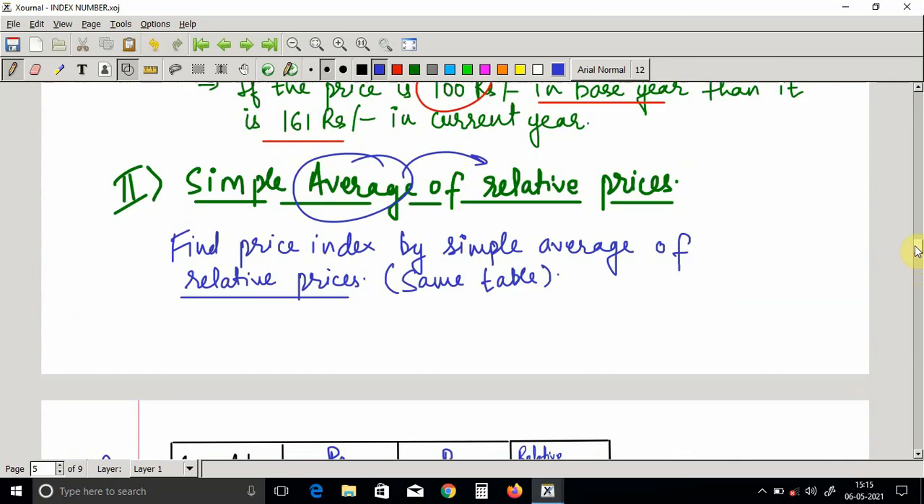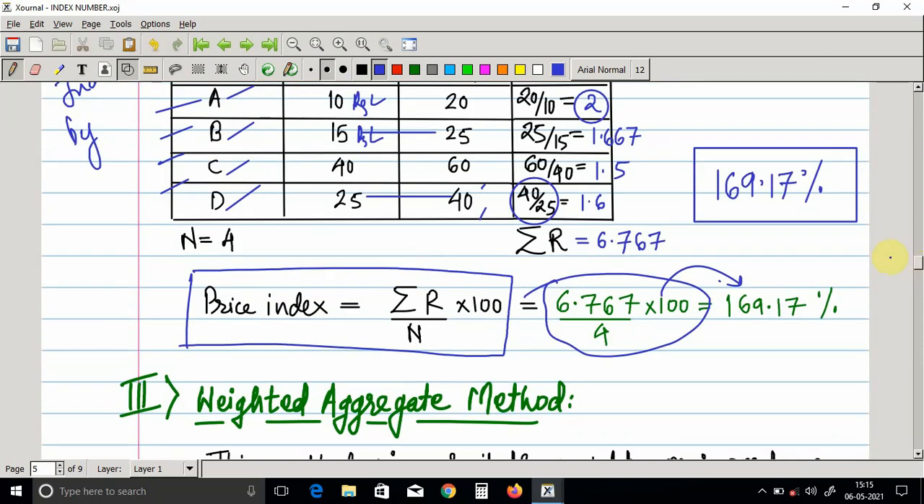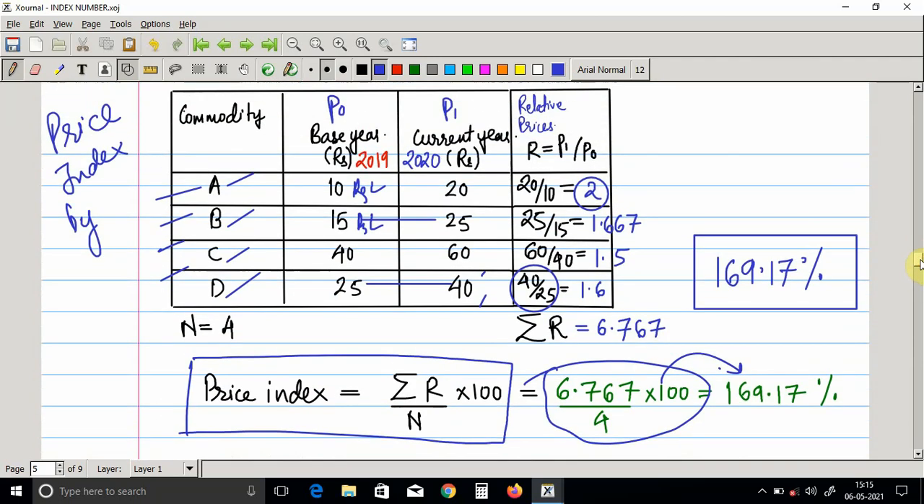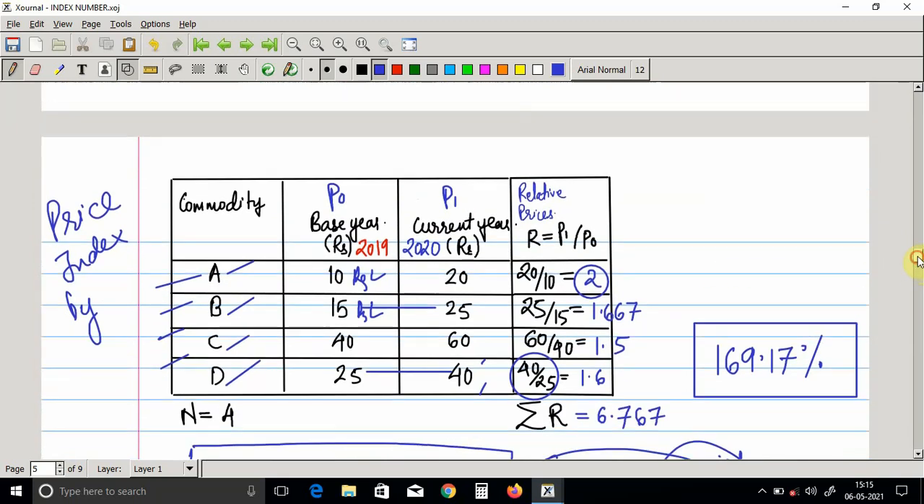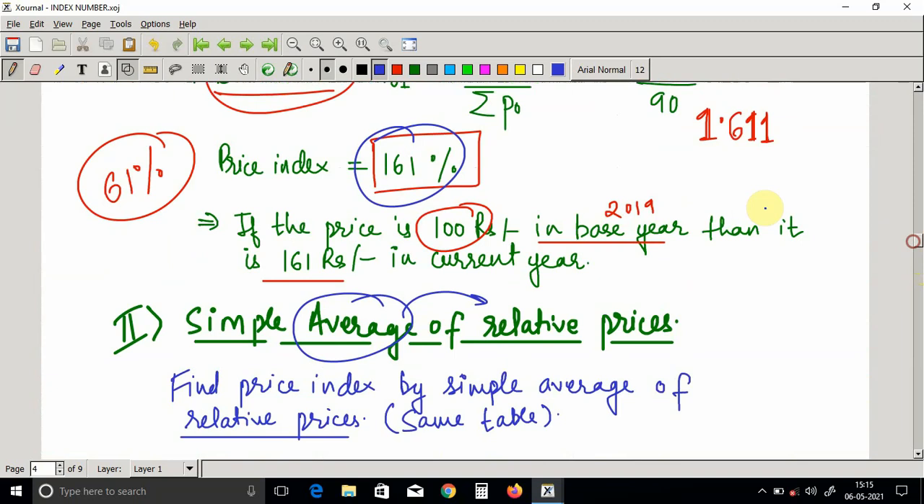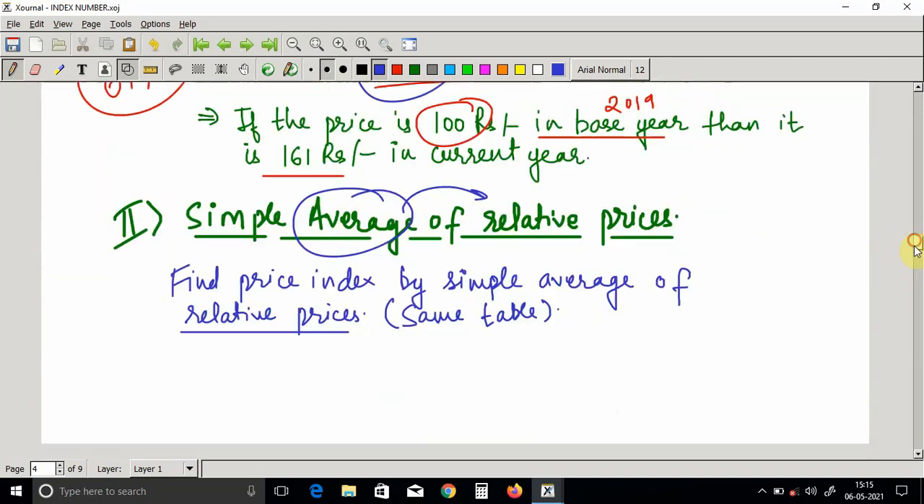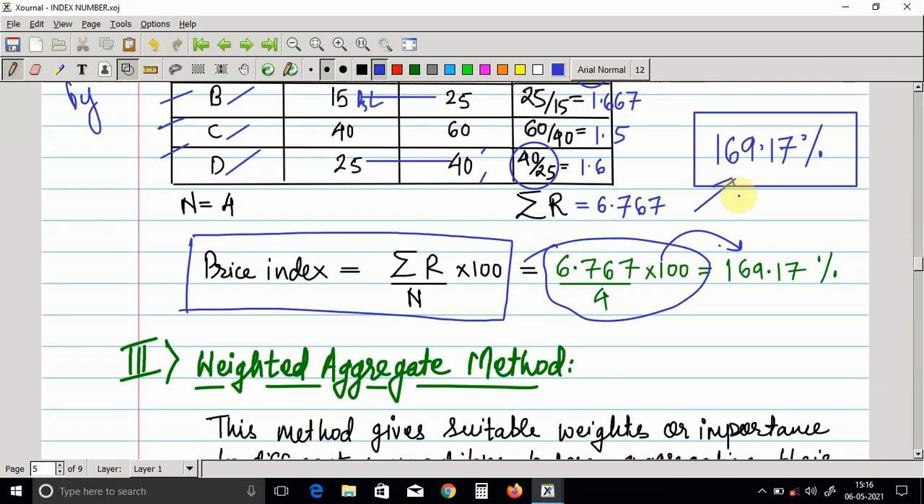So पिछले मेथड से 161% और इस मेथड से 169%. So people are using the methods according to their data. Okay, so we are not comparing this and this, because we have so many methods to calculate price index for a single table, and we are not getting into comparing which one is better. Okay, it's according to the situation.